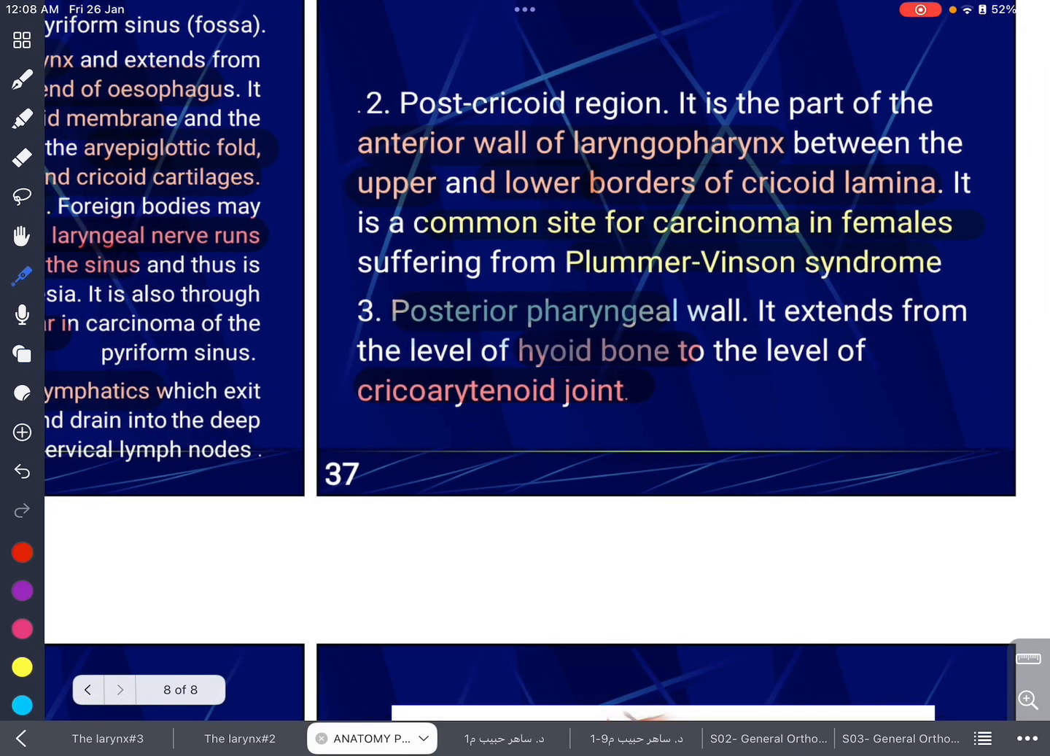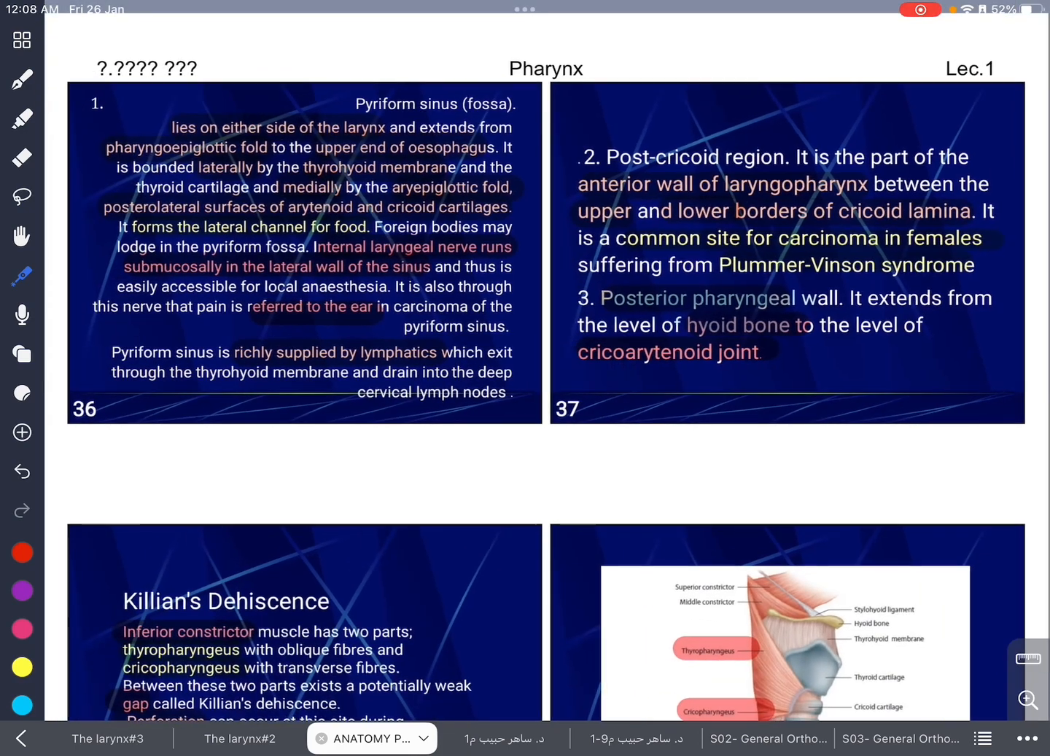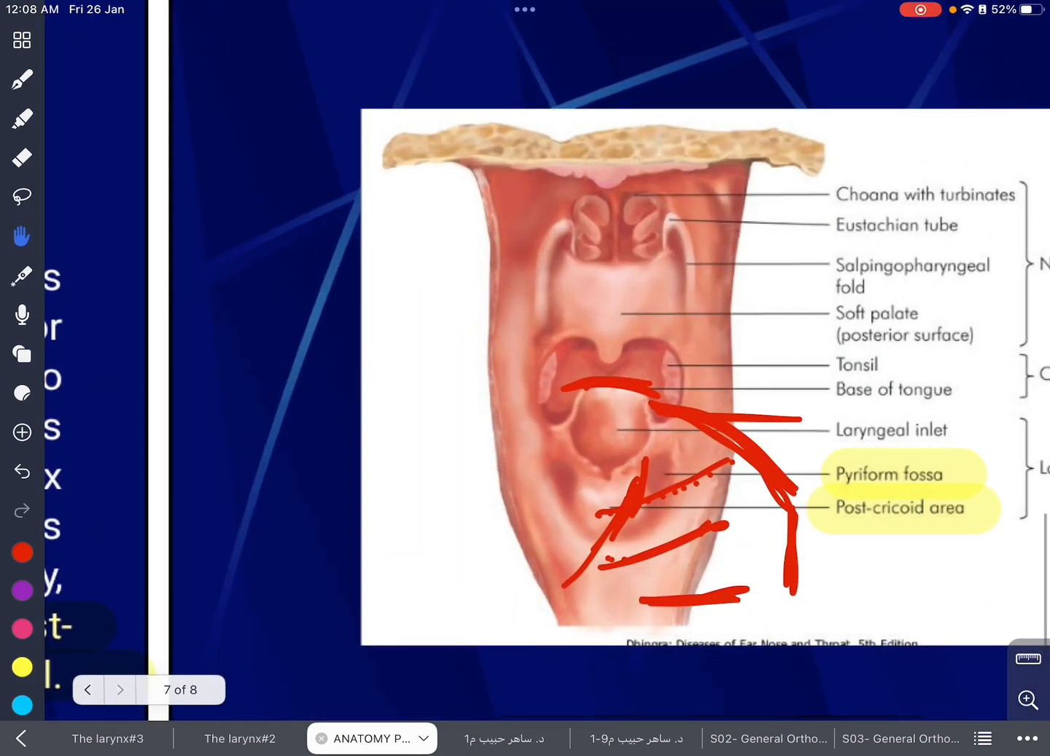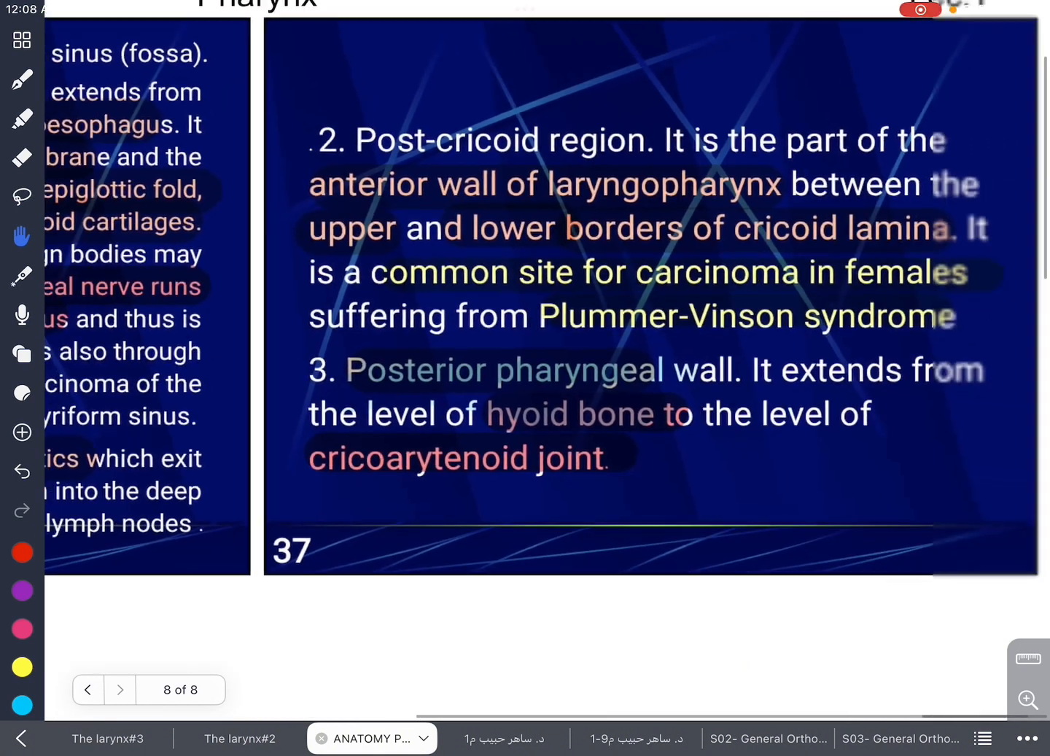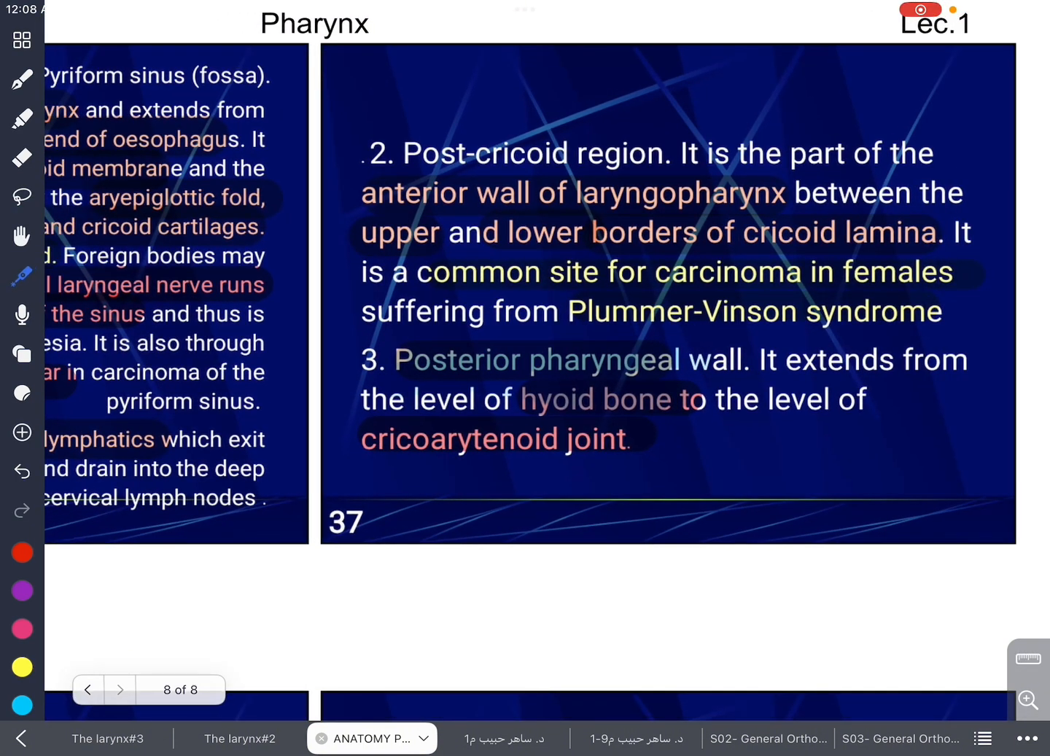Regarding the other area, the postcricoid region, this region here, it is the anterior wall of the laryngopharynx. From its name, cricoid, it lies between the upper and lower border of the cricoid lamina. And it is a common site for cancer in females with a history of Plummer-Vinson syndrome.